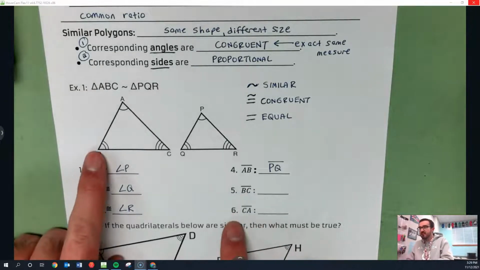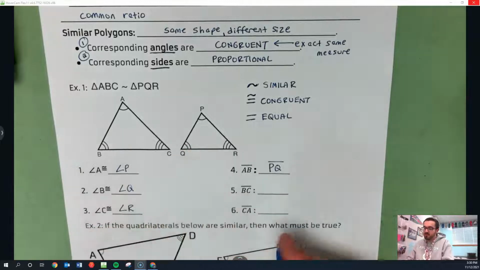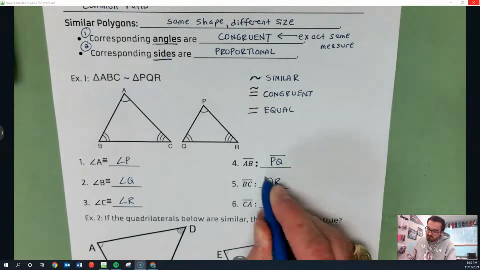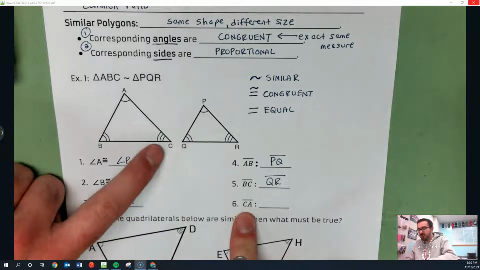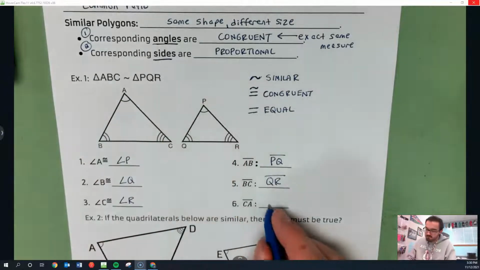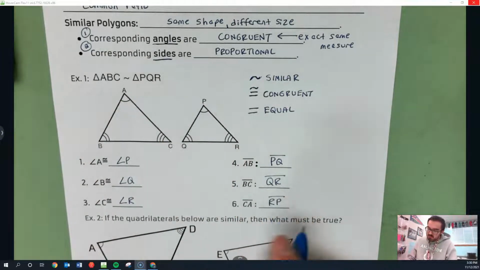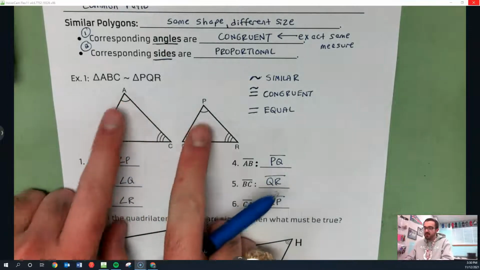BC would be from 2 to 3. 2 to 3 would be QR. CA would be from 3 to 1. R to P. See how it's just a pattern.